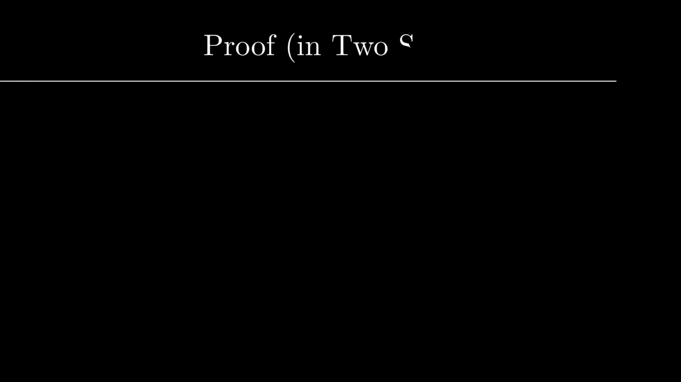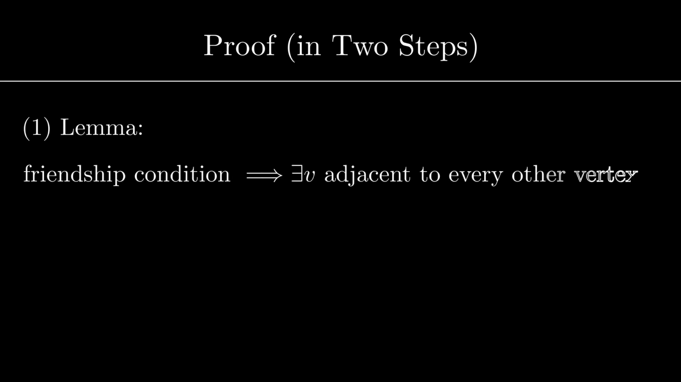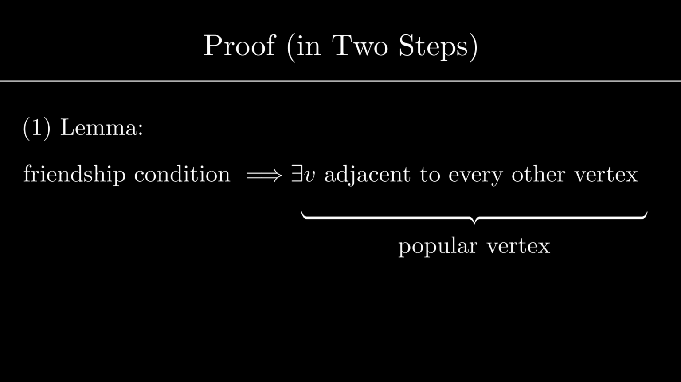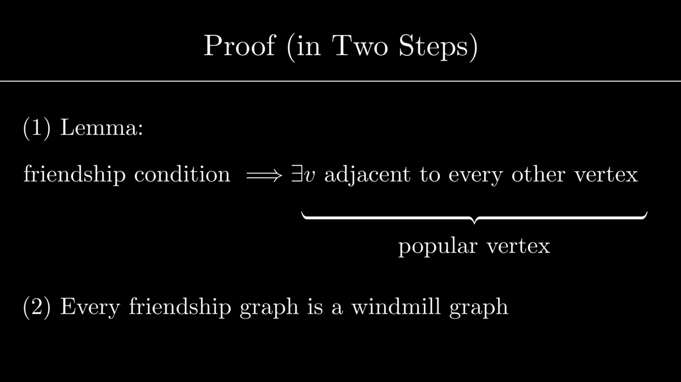We'll prove this theorem in two steps. We first prove our lemma. If a graph satisfies the friendship condition, then it has a vertex v, which is connected to every other vertex. Such a vertex v is known as a popular vertex. We then use the lemma to prove that every friendship graph is a windmill graph.